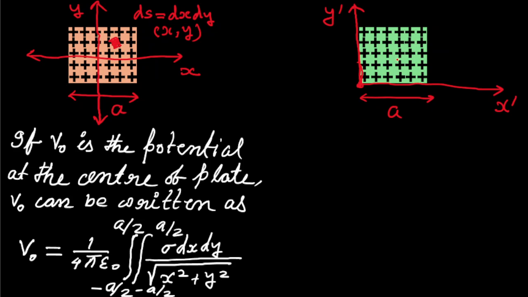So again, since the charge is uniformly and continuously distributed, we have to calculate the potential. First we have to assume a point on the plate. So this is the point, and let's say the coordinates of this point with respect to this origin are x prime and y prime. And then we consider an elementary area around this point, and in this case we can write this elementary area ds prime equals dx prime dy prime.